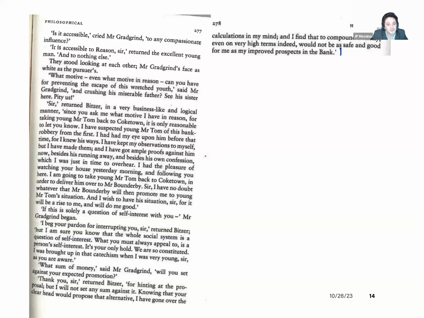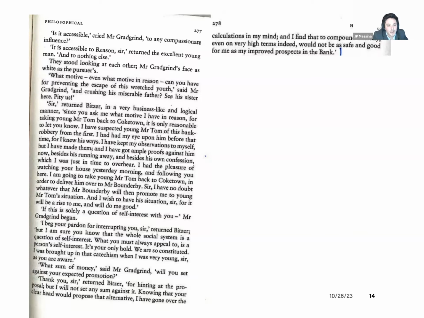I had the pleasure of watching your house yesterday morning and following you here. I am going to take young Mr. Tom back to Coketown in order to deliver him over to Mr. Bounderby. Sir, I have no doubt whatever that Mr. Bounderby will then promote me to young Mr. Tom's situation. And I wish to have his situation, sir, for it will be a rise to me and will do me good." "If this is solely a question of self-interest with you," Mr. Gradgrind began.